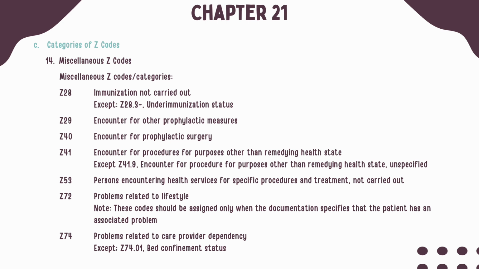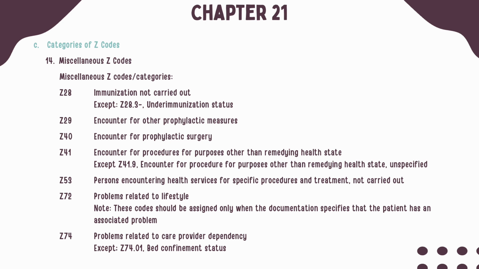The miscellaneous Z codes and categories are as follows. Category Z28 should be used when immunizations are not carried out for whatever reason. There is one exception that we've talked about earlier, subcategory Z28.3 for under immunization status. Category Z29 is for other prophylactic measures such as immunotherapy, Rho-D immune globulin, and HIV PrEP.